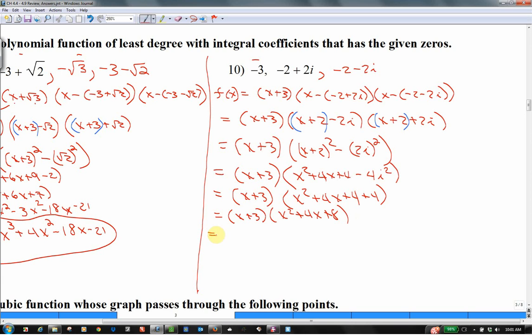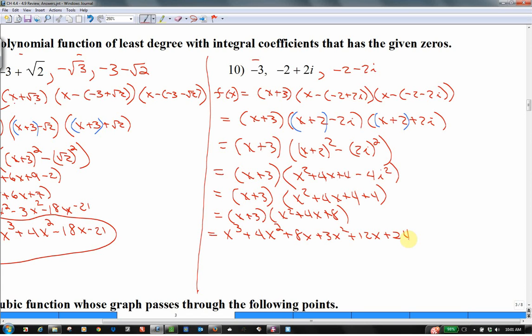So I would have x cubed plus 4x squared. x times 8 is plus 8x. Let's move to the 3 term. 3 times x squared is plus 3x squared. 3 times 4x is plus 12x. 3 times 8 is plus 24.